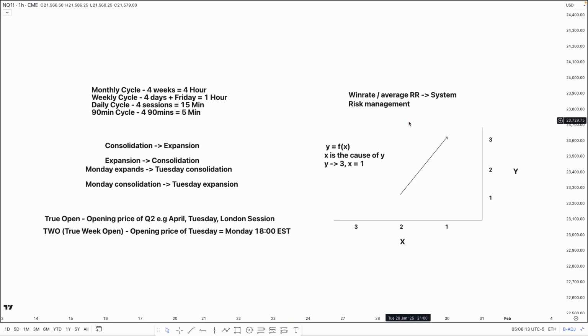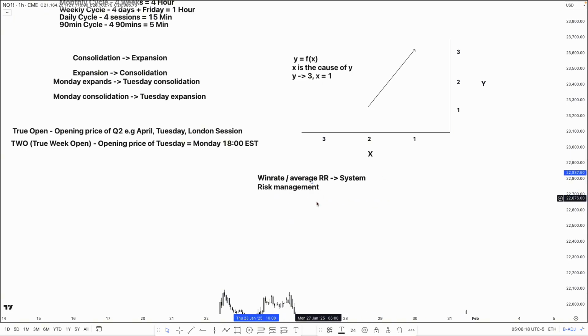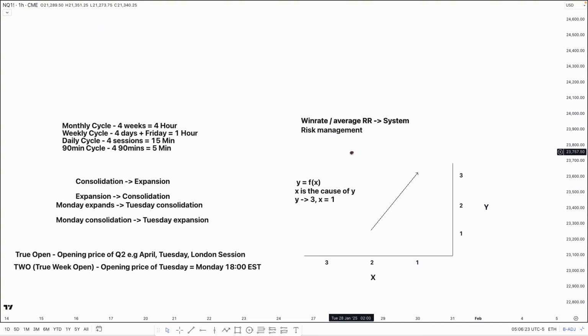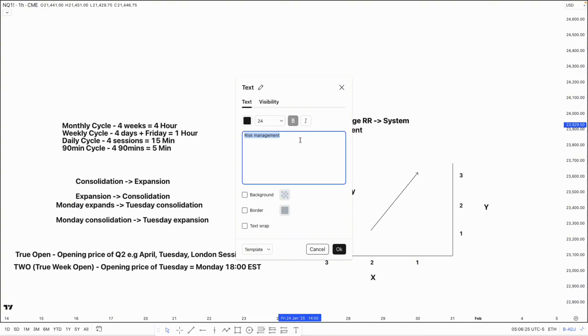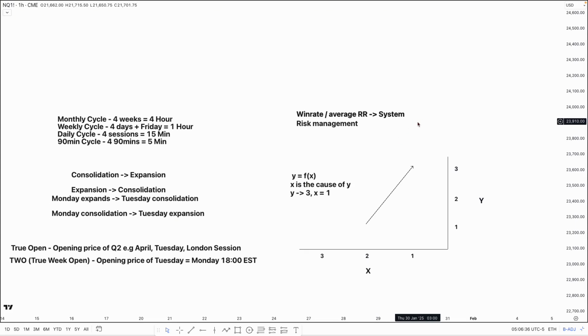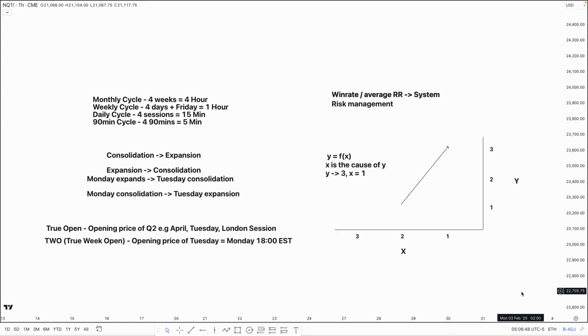It's quarterly theory, or essentially your system with risk management, that will bring you consistent profitability. Okay? Do not romanticize this whole idea of quarterly theory as the holy grail. So with that said, I will see you all in the next video where I will talk about a divergence in price using these quarters.